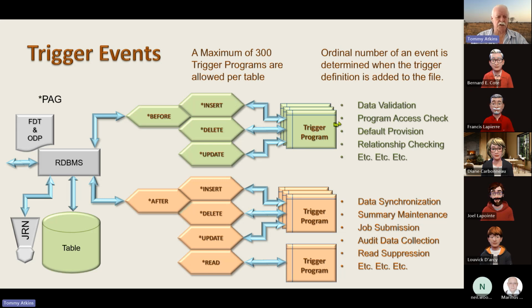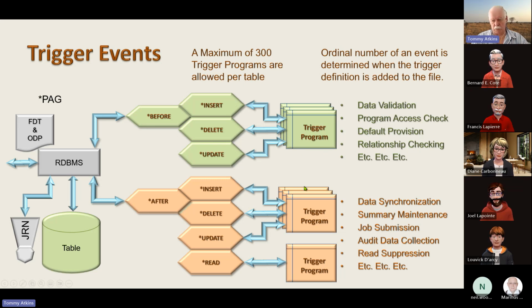Before triggers: data validation, program access check, default provision, relationship checking, etc. For after events, insert, delete, update, and read: data sync, summary maintenance, job submission, audit, data collection, read suppression, etc. You can do anything that you like in the triggers. And this is where most of the heavy lifting will get done in a database. A lot of before triggers and a lot of after triggers.